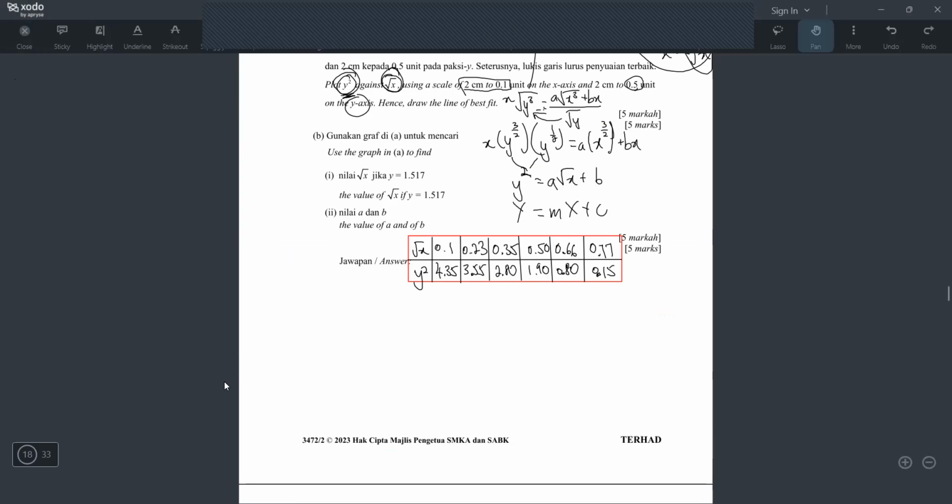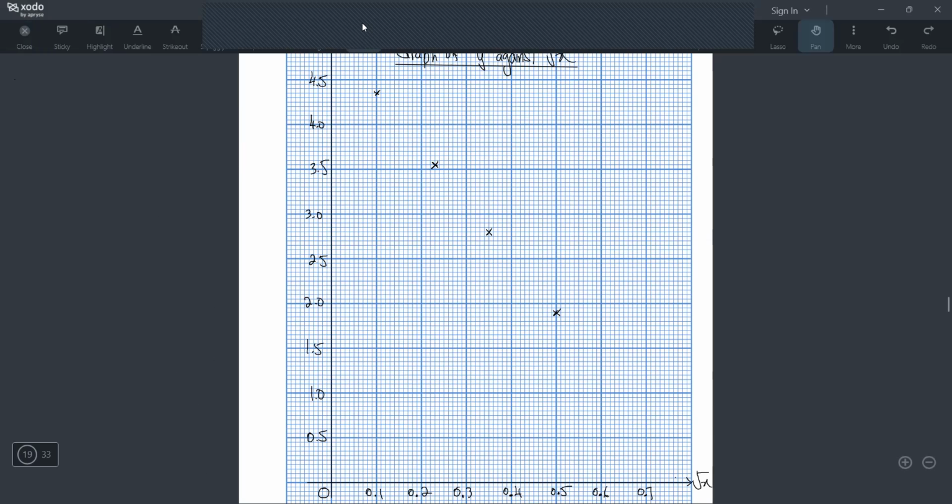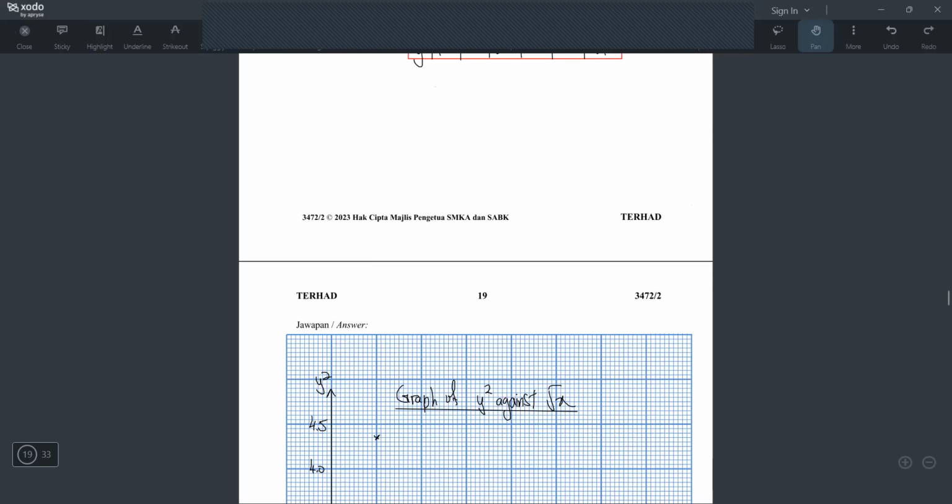0.66, 0.8. 0.66 is here, 69, 68, 67, 66. But it's 0.8, right? So 0.8, where is it? This is 1, right? So where is 66 here, right? 1 turun 2 is 0.9, turun lagi 2 is 0.8. So if I'm not mistaken, I think it's here. Let's check one more time. 69, 68, 67, 66, and then 1, 0.9, 0.8. Yeah, correct. Okay, finally, my last point, one more last point.